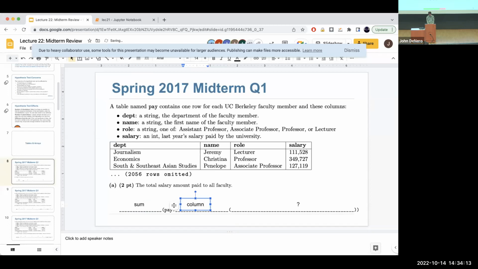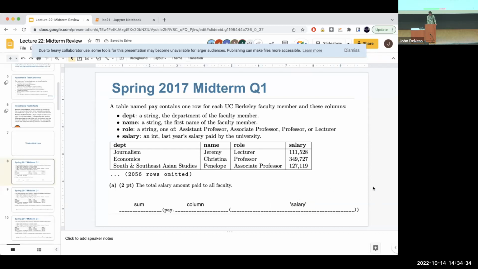Now we use column in order to get ourselves from a table to an array, because you can't sum a table. You can only sum an array. In order to pick out the column, you can use its position, 0, 1, 2, 3, or you can use its label. But if you use its label, you have to put it in quotes, otherwise it won't work.